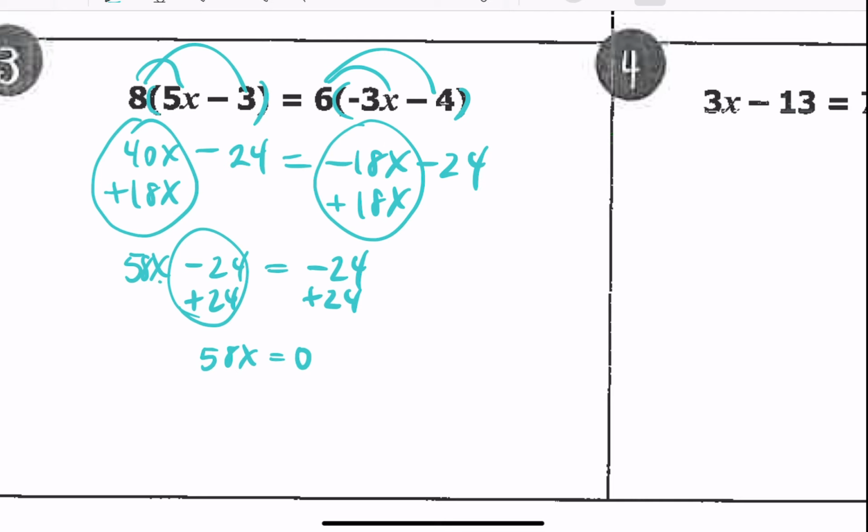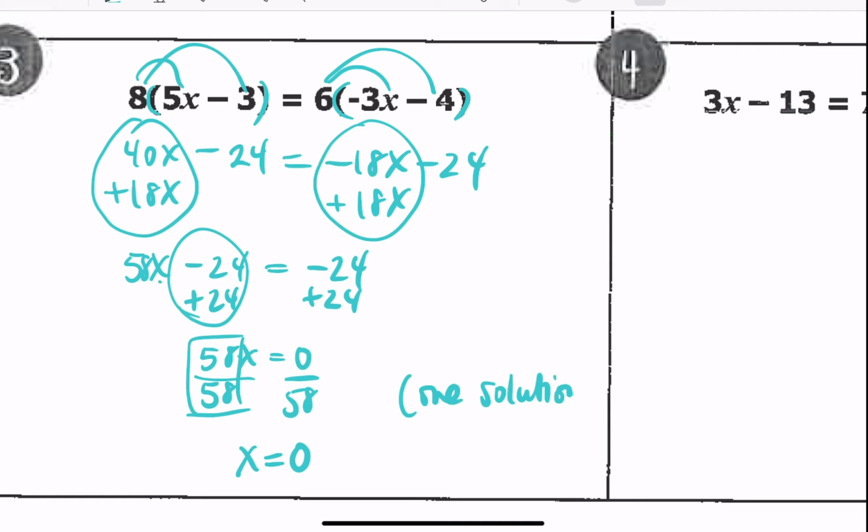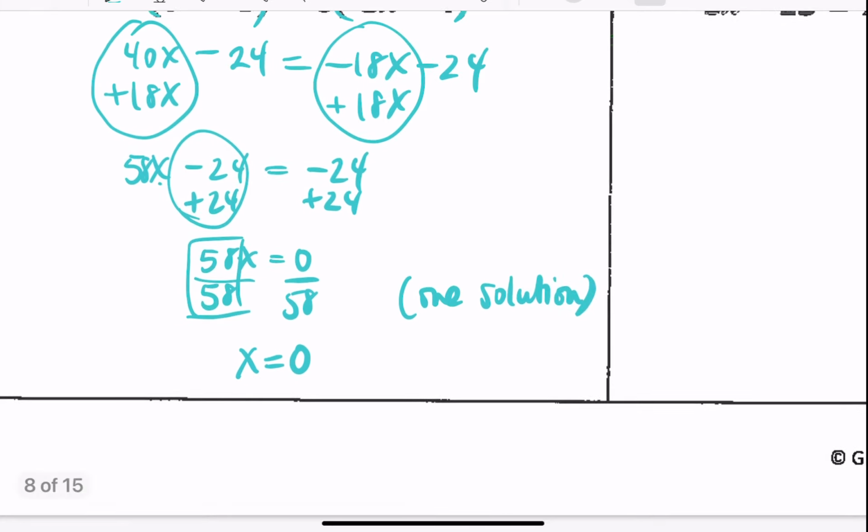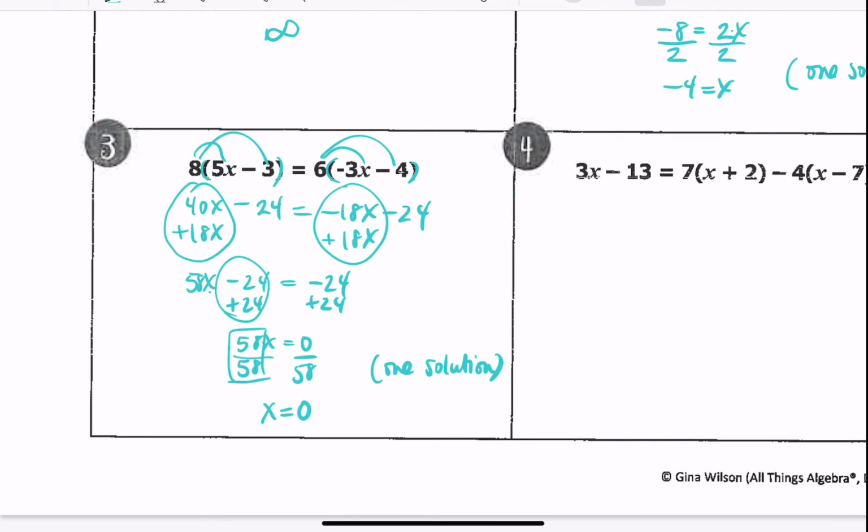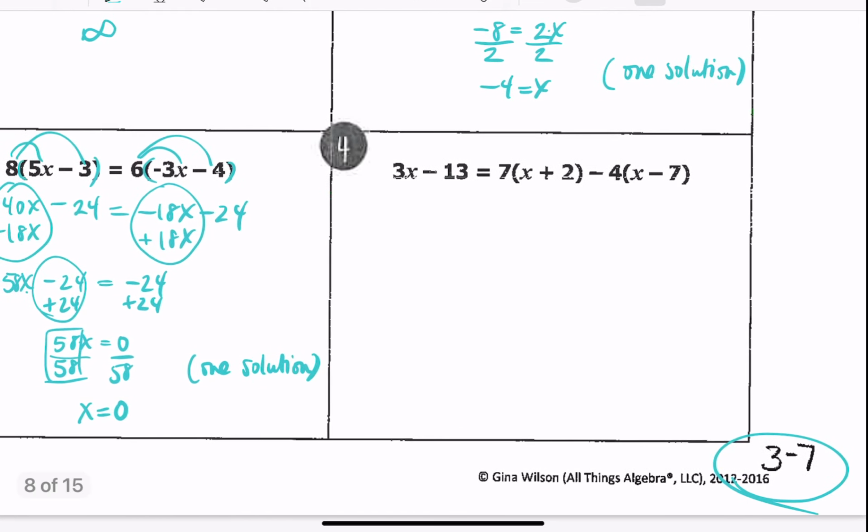Now, a lot of people when they see this get really confused, and now we're talking about things canceling out and whatever, but really, I look at this, 58 is being multiplied by x, I divide both sides by 58, because remember, my goal is to make this coefficient 1 to get x alone, and 0 divided by 58 is just 0. And this is another one solution equation. You don't have to do anything special to show that. This is not a no solution equation. So be very careful that 0 is a number and it's one solution. It's not the null symbol.